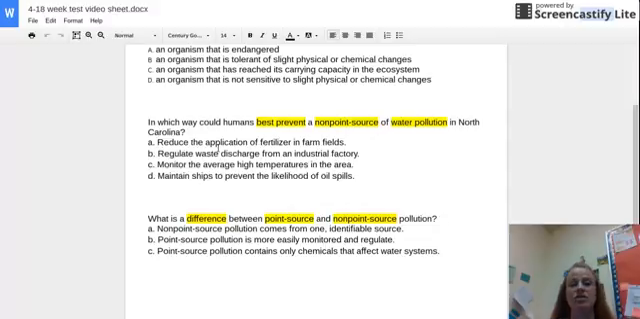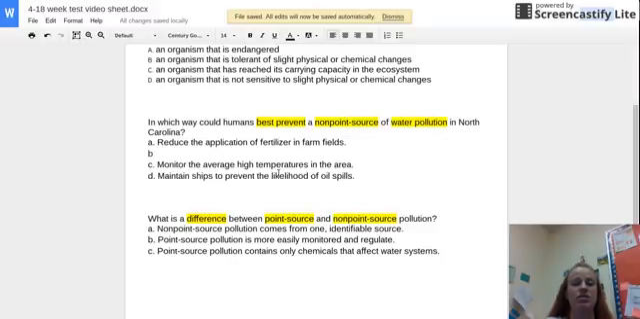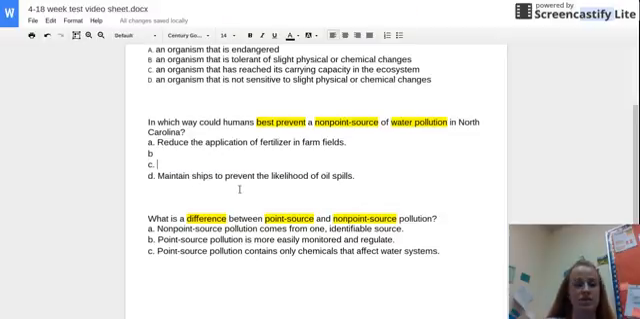So I have A, reduce the application of fertilizer in farm fields, okay? B, regulate waste discharge from an industrial factory. So I'm going to automatically cross that one off. I know that's a bad answer because if it's coming from a factory, it's more than likely coming out of a pipe or something of that sort. That would be point source. I can tell you exactly where that's coming from. Then we have C, monitor the average high temperatures in the area. Well, that is not going to directly affect that either, so I'm going to get rid of that one. Then the last one, D, maintain ships to prevent the likelihood of oil spills. Well, if an oil spill is coming directly from a ship, then that would be point source. I can tell you where it came from.